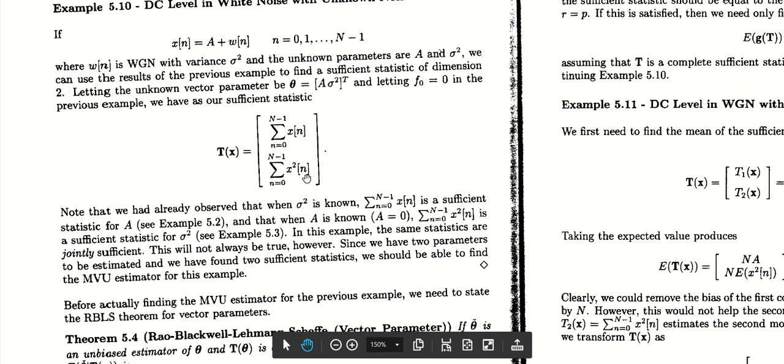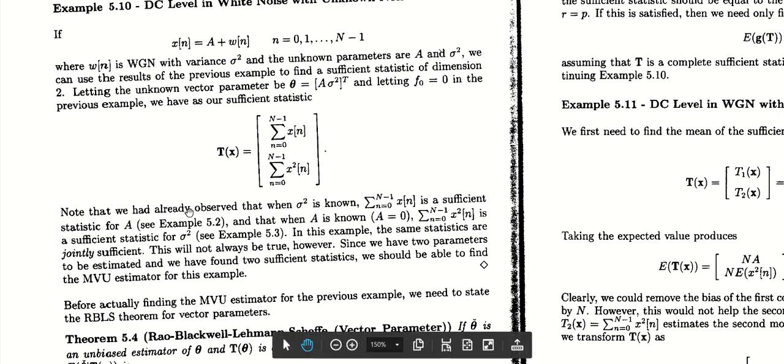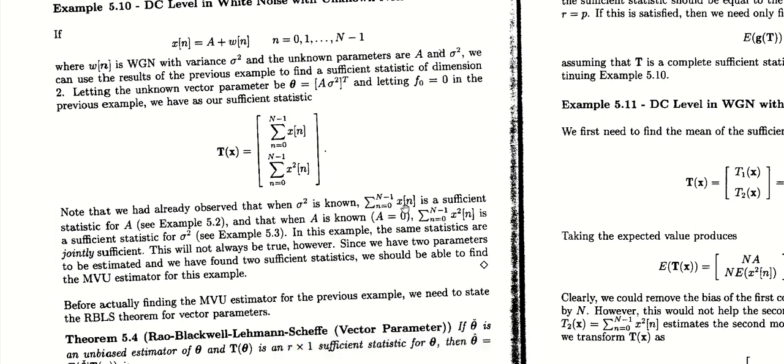Okay, so I think that is a very good example. The two examples correspond with respect to each other. Another observation is that if we know sigma squared, this summation is the sufficient statistic for A. If A is known, summation x squared is a sufficient statistic for sigma squared. So in this example, the same statistics are jointly sufficient.